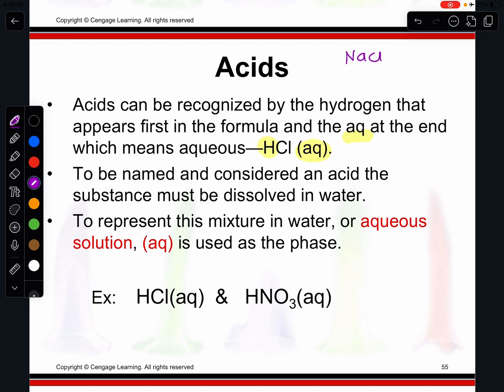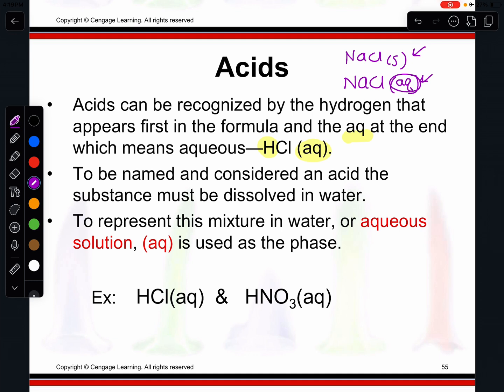So let me give you 2 examples here. If we have NaCl, which is just table salt, and we have an S, which is solid, and we have NaCl with an AQ, that is salt water. They're both table salt. This one is a solid form. This one is sitting and dissolved in water.